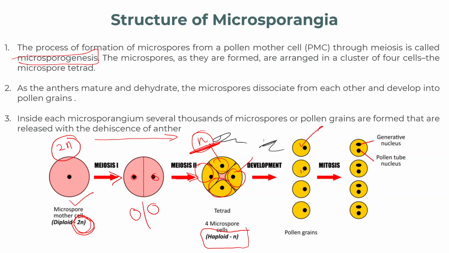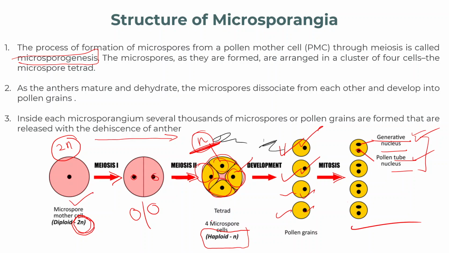Now you could see here the haploid microspore tetrads are going to undergo mitosis, only the nucleus will divide, I will discuss it later, but you could see that it is going to form a generative nucleus and a pollen tube nucleus. Okay, so as the anther matures and dehydrates, the microspores dissociate from each other. So this structure is going to be like this. All will dissociate. How are they going to dissociate? On maturity, they will dehydrate and they will develop into pollen grains.